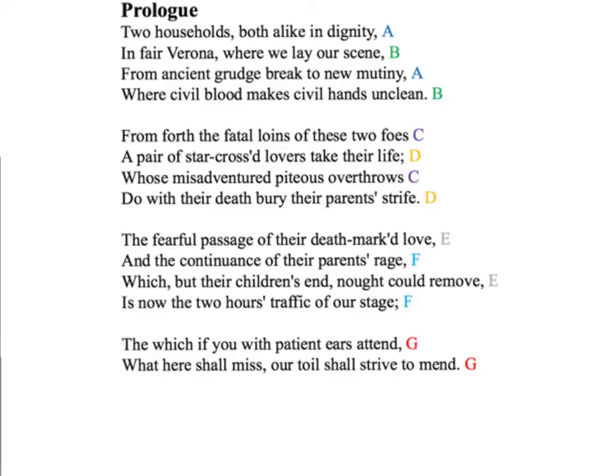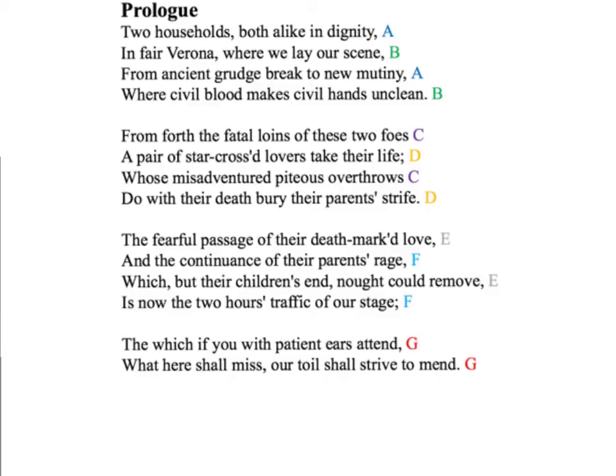Part of the requirements for a Shakespearean sonnet is that it has ten syllables per line, as Mr. Usher said, but it also is 14 lines with this rhyme pattern. It's A, B, C, D, C, D, E, F, G, G. And if you look at the word dignity, it does not rhyme with the word scene.